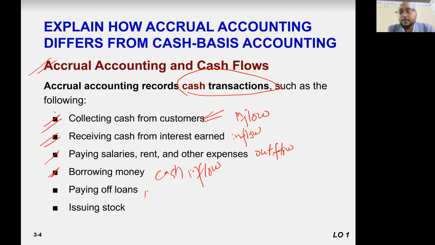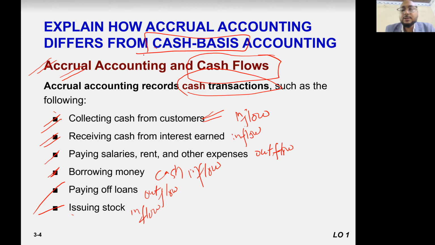Paying off a loan, or retiring of the loan, is outflow, cash going out from the business. Issuing stocks, cash inflow. So all these are also recorded in accrual accounting. Accrual accounting is basically one step ahead, the advanced or refined stage of cash basis accounting. Not only does it record cash basis transactions, it also records non-cash based transactions as well.